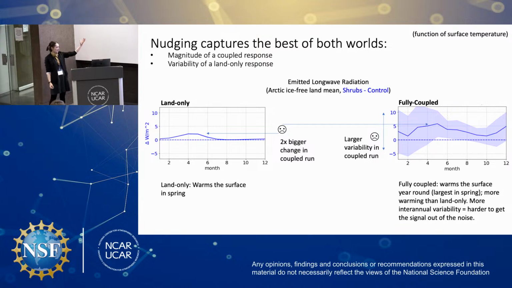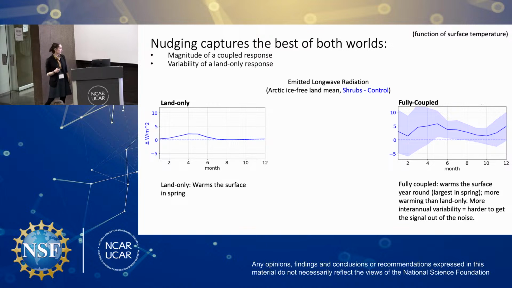So comparing these makes me sad for 2 reasons. Both the atmosphere is changing the magnitude of the answer. Those numbers are not the same. It's about twice as big in the coupled run. But then the variability in the coupled run is just really big in a somewhat demoralizing way. So this is what I was hoping nudging would potentially be useful for.